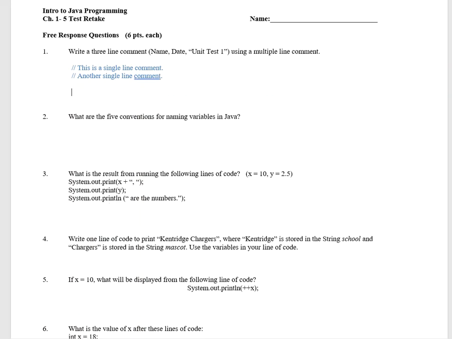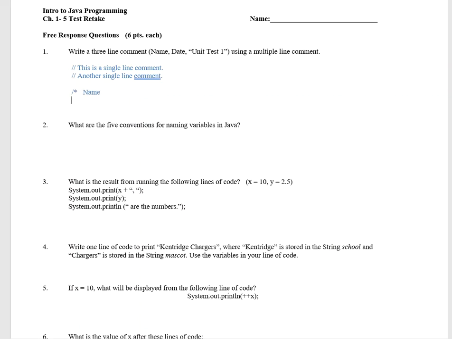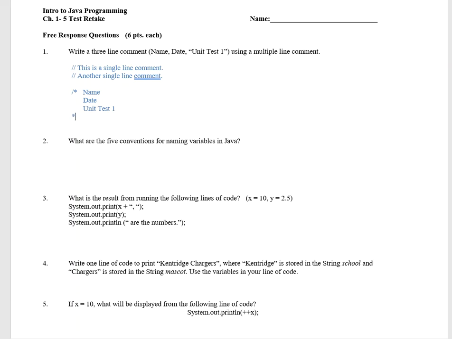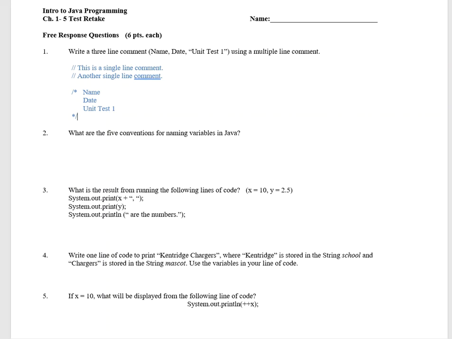A multiple line comment is the answer to this question, and both of you got this correct. It starts with /* where you can put your name, and then you can go down and put in the date, and go down and put in unit 1 or unit test 1. Then when you're done, you put in the asterisk and the /. Like I said, I believe both people that I'm really talking to on this particular video got this right.